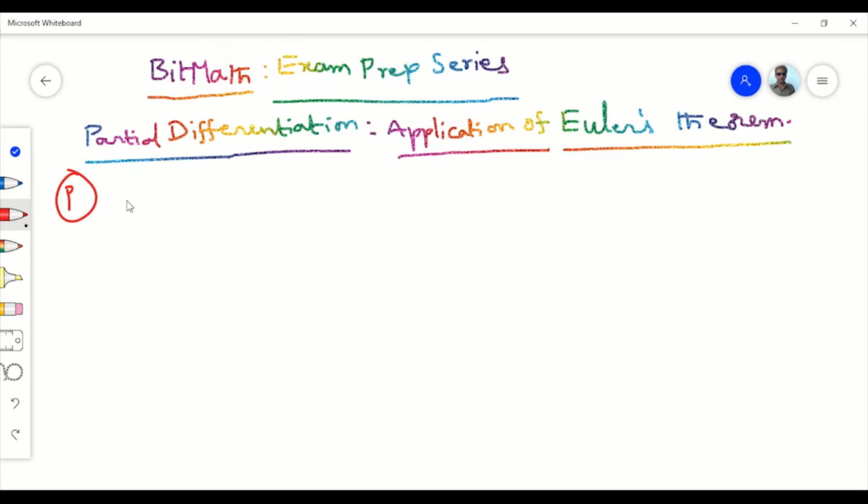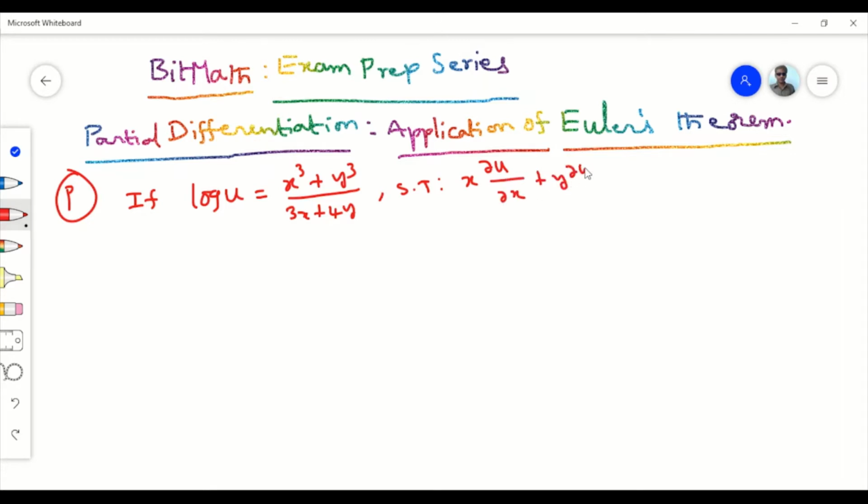Let us take, if u equal to, or log u, take log u equal to x cube plus y cube divided by 3x plus 4y. Show that x dou u by dou x plus y dou u by dou y equal to 2u log u.